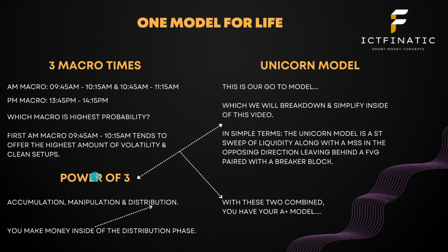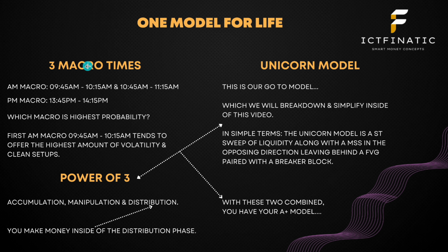more high probability. We're also going to go into more detail about power of 3, but accumulation, manipulation, and the distribution phase is when you make all of the money, because you identify accumulation, you identify manipulation, and paired with the unicorn model, when it sweeps that short-term low or short-term high, you get that sharp market structure shift in the opposing direction, paired with a breaker block inside that fair value gap which branched away, which caused the displacement.